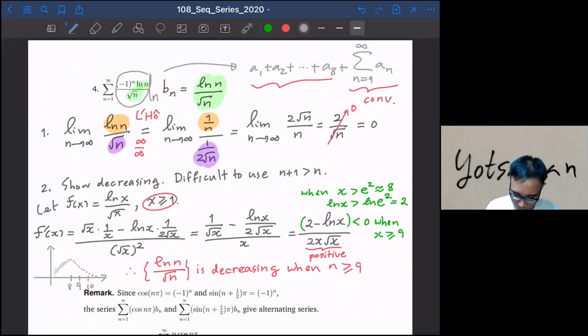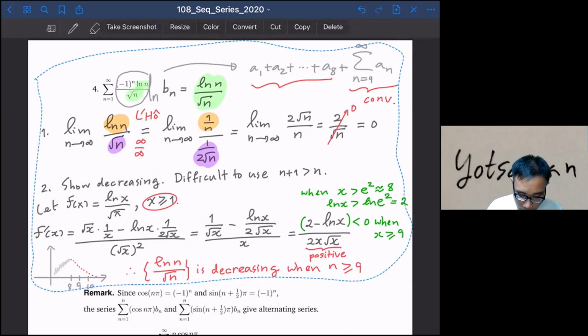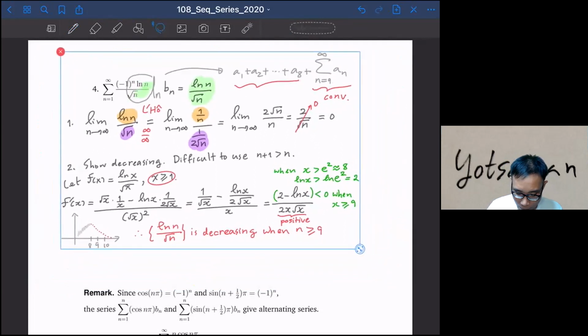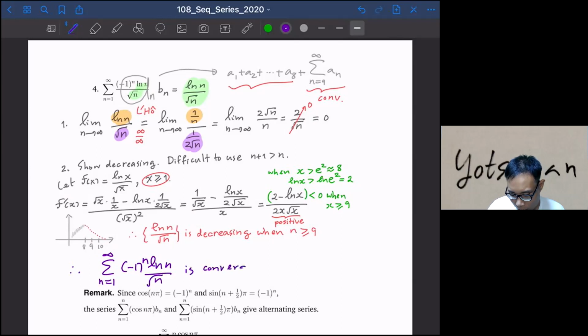So this one will just use the alternating series test. We're going to conclude that the series from n equals 1 to infinity of negative 1 to the n, log n over root n, is convergent by the alternating series test.